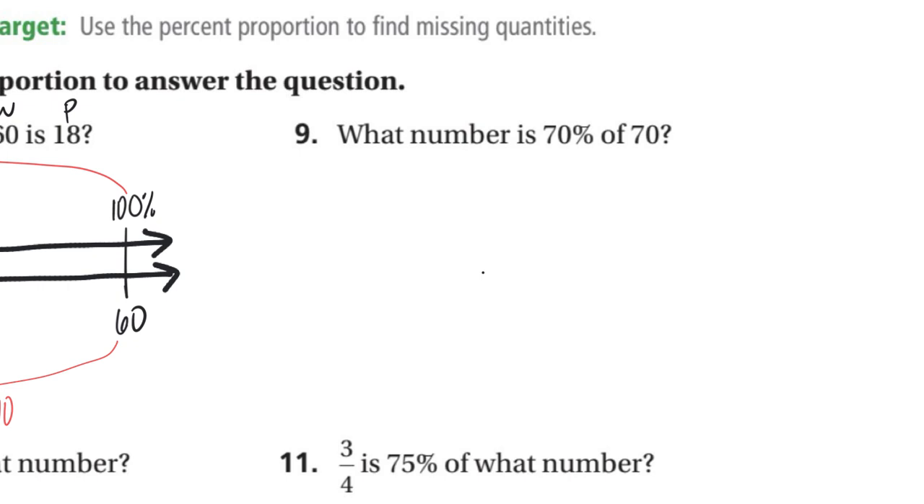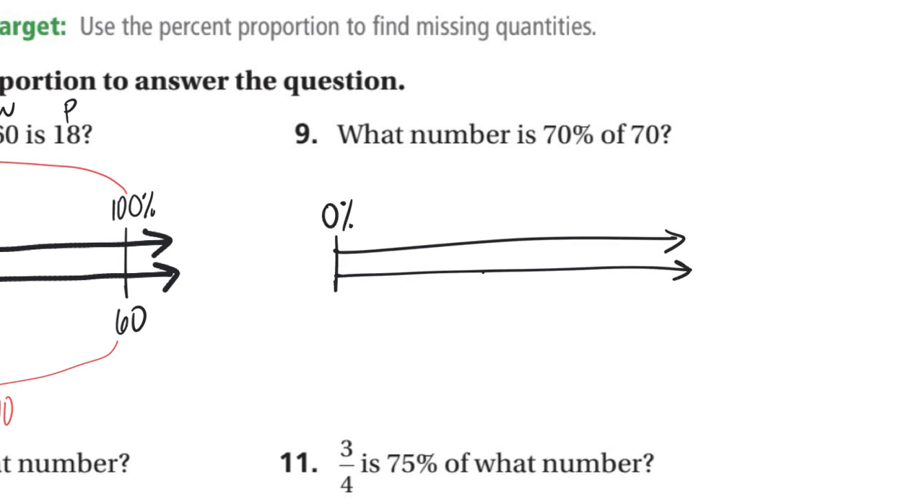What number is 70% of 70? Again, we're doing this with a double number line diagram. 0% of any number is always 0. What number is the 70%? We're looking for the part. What number is 70% of 70? So 70 is the whole. 100% of 70 is 70, and we're looking for the 70% part. If that's 100%, 70% is right around here. So our question is now about what's the part, that 70% part.